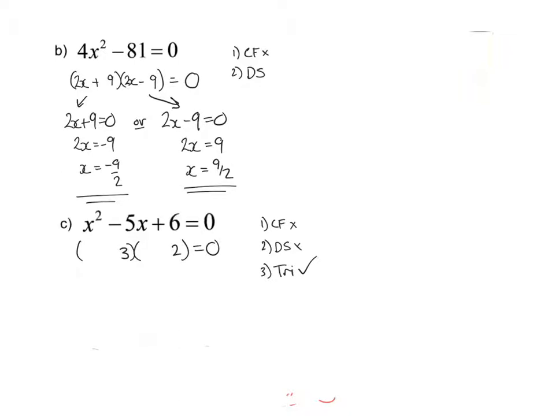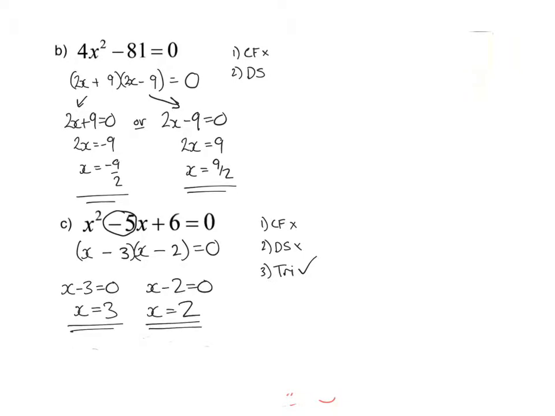They multiply together to give 6, but they add to give 5. Now my target number here is negative 5. So I need to use this 3 and 2 to make a total of negative 5. So we're going to go with negative 3, take away another 2, giving me negative 5. We now have, again, this bracket multiplied by this bracket equal to 0. And therefore, we can split it into 2 parts. Either x minus 3 equals 0, or the second bracket, x minus 2 equals 0. Solving each of these, x equals 3 and x equals 2. And again, 2 solutions to that quadratic equation.